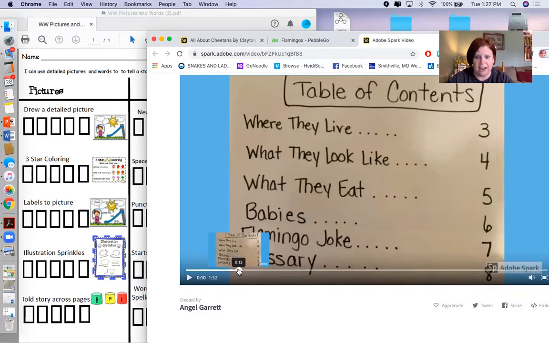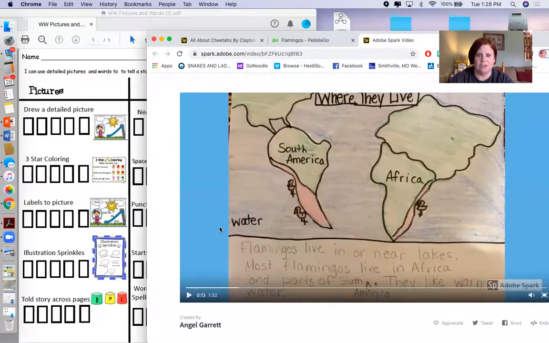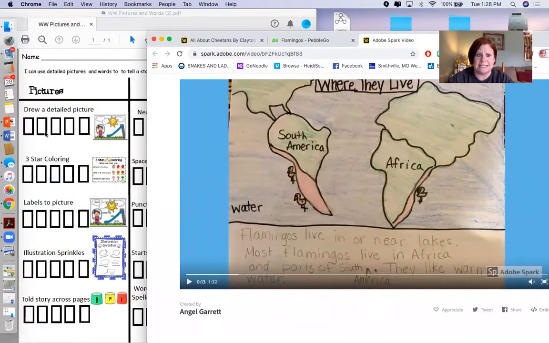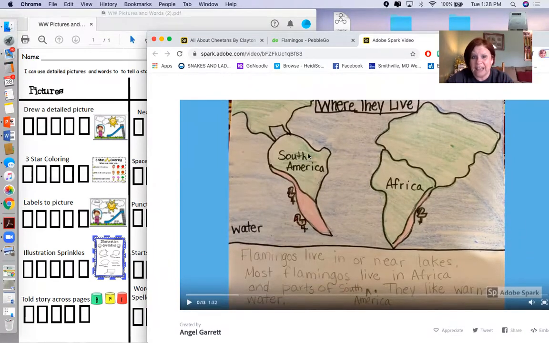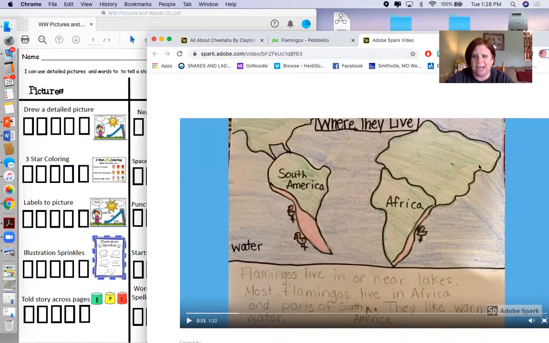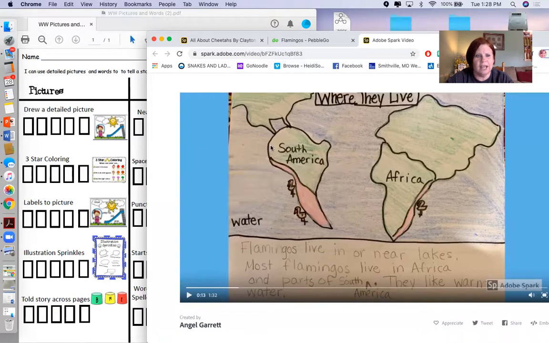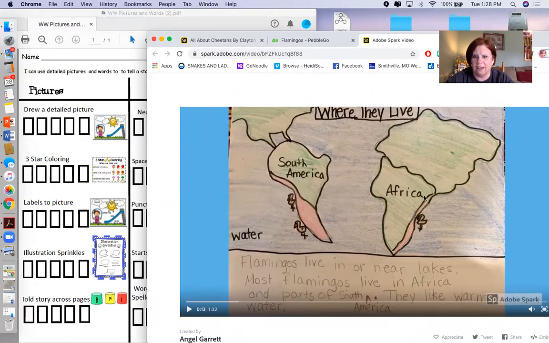Just double check all of that. All right, now I'm going to go to my very first page. Did I draw a detailed picture? I think I did. If I didn't, then I would go back like right here. I see a little bit of color needed. Maybe I need to label something more. But then I could go back and I could fix that up.